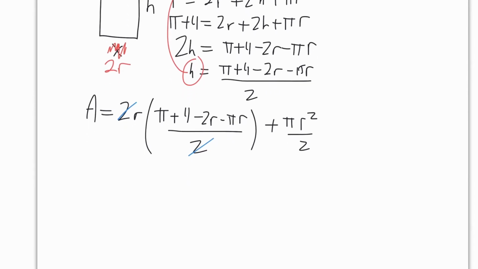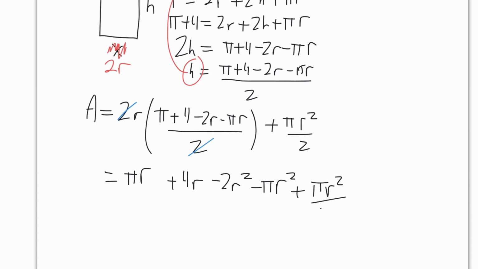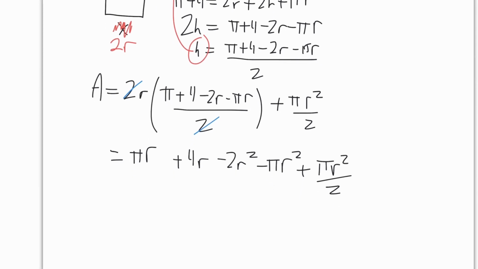Again, it will make your calculus easier if you do some algebra first. So we'll get r pi plus 4r. I'll call it pi r there, just to be consistent. So I'll have pi r plus 4r minus 2r squared minus pi r squared plus pi r squared over 2. Now you are more than welcome to combine some of these. You could combine the minus pi r squared with the pi r squared over 2, but you don't have to combine all like terms because we're just trying to simplify a little bit. We're not trying to get as simple as possible. And so I think this is good.